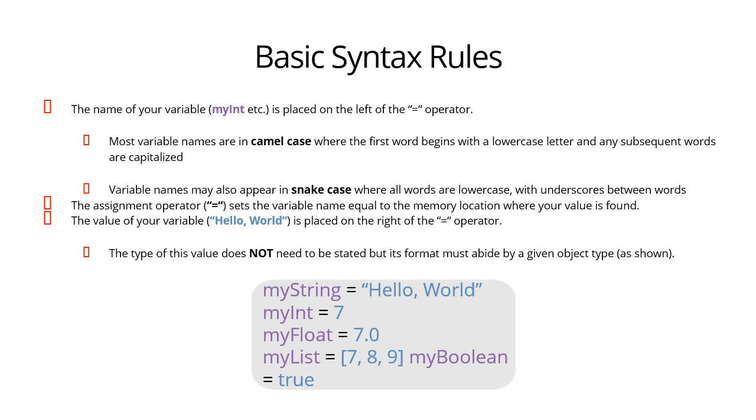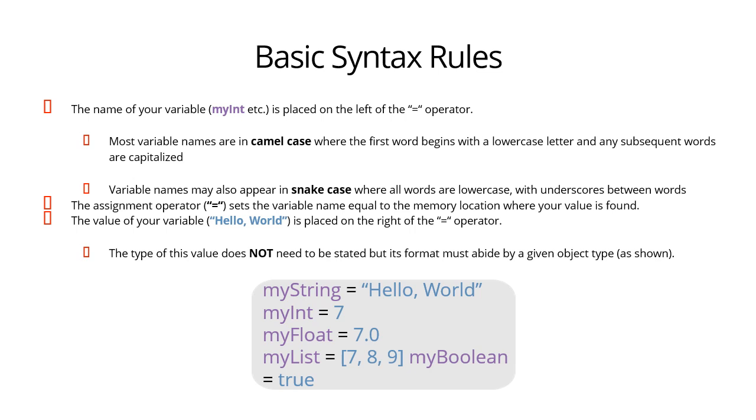First, the name of a variable, say my int, is placed on the left of the equal to operator. So if you are declaring a variable, the name must be on the left hand side, followed by the equal to operator. Most variable names are in camel case, where the first word begins with a lowercase letter and any subsequent words are capitalized. That's what we call camel case. Meaning if you are writing the name of a variable, the first letters will be in small letters, while the subsequent words will be capitalized.